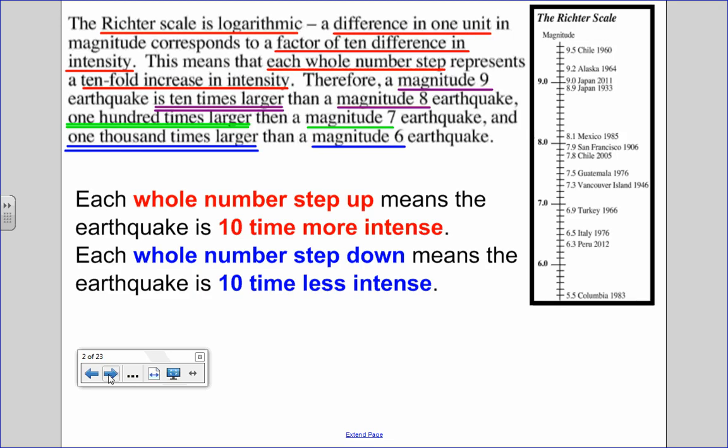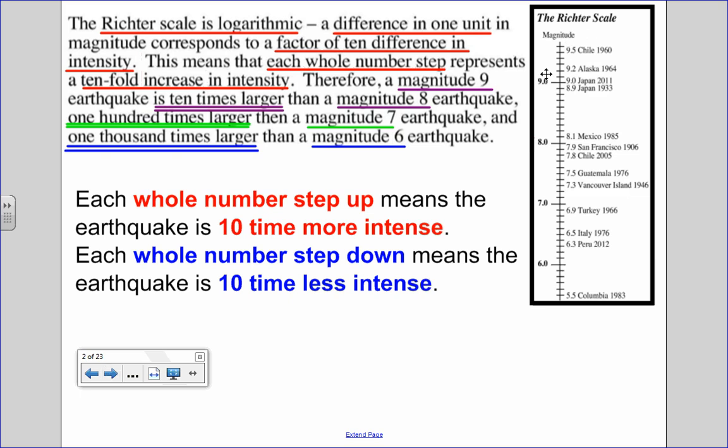So a Richter scale is based on a log scale. Remember the common log has a base of 10. Same thing here. That's why the log scale has a difference of 10 in intensity for every time you go up. Every time I have a difference of 1 unit of magnitude, it corresponds to a factor of 10 difference in intensity. So here's an example.